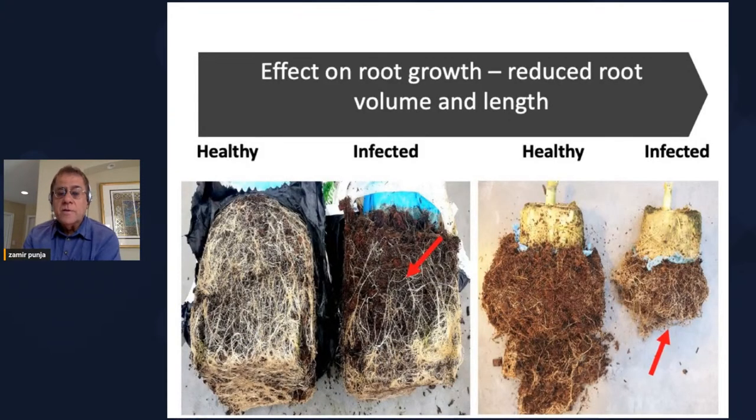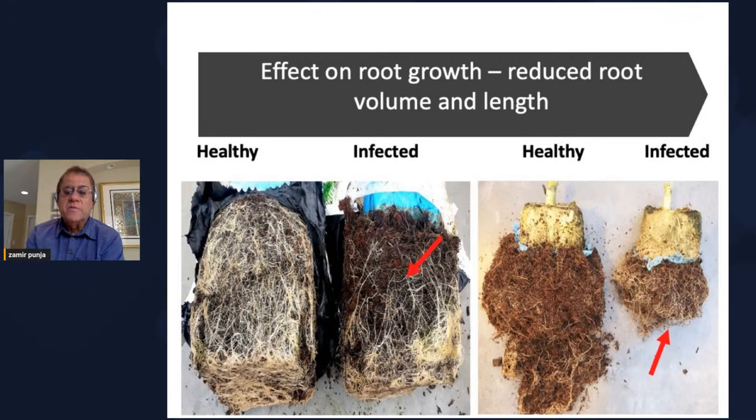Now, the root systems are also affected. Here again, you see healthy plant on your left, infected on the right, two different genotypes. So the root ball mass is smaller. The extent of root growth is reduced, as you can see with the arrows. And so overall, it's not just the foliage, but it's also the underground parts of the plant that are affected overall. And so clearly, that's going to impact your yield.